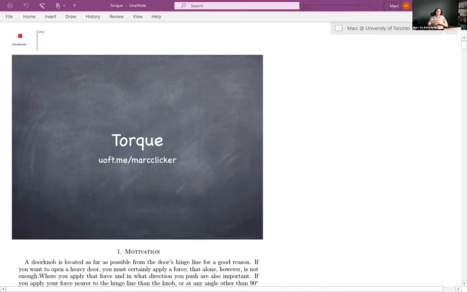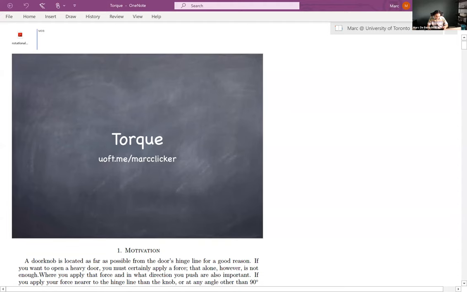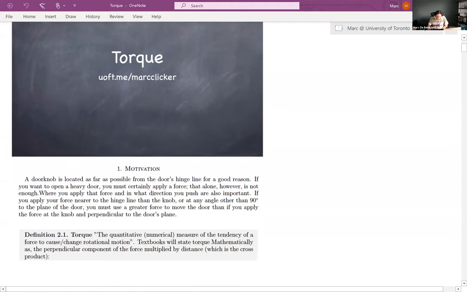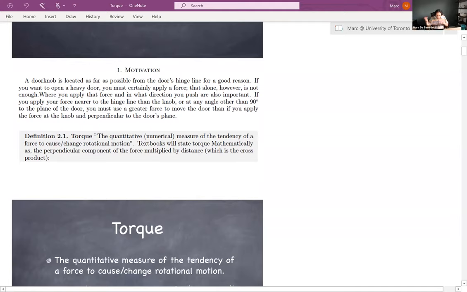So yesterday we did kinematics, and today we're going to do dynamics and energy. And then on Monday, we're going to wrap up and do momentum. But because we're doing momentum on Monday, it will not be part of the midterm. Okay, so torque. What is torque?